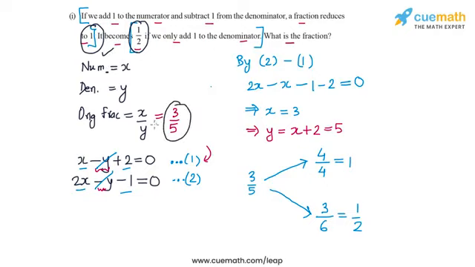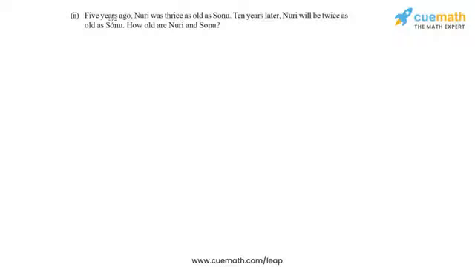The original fraction is 3 by 5. The second part of this question says 5 years ago Noori was thrice as old as Sonu, and 10 years later, Noori will be twice as old as Sonu. How old are Noori and Sonu today? So the two unknowns in this situation are Noori's present age and Sonu's present age.